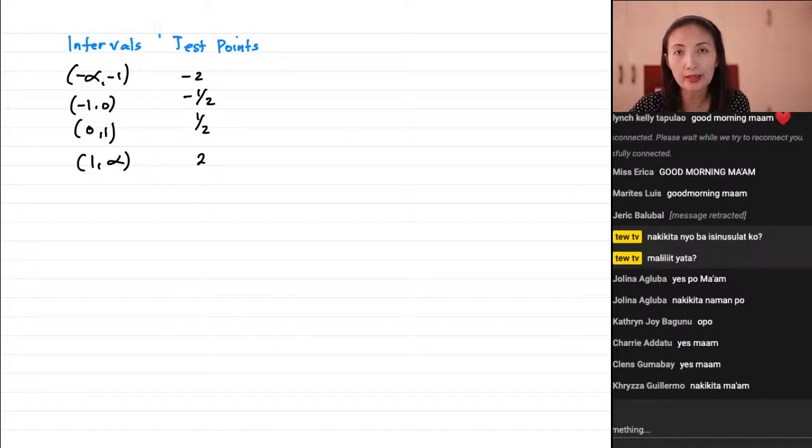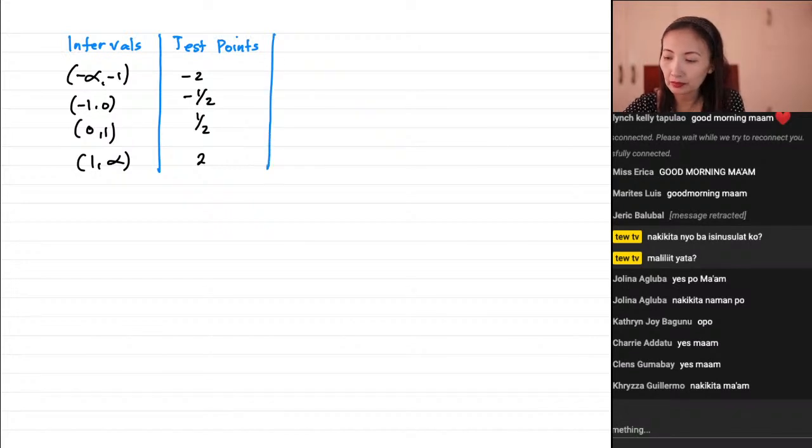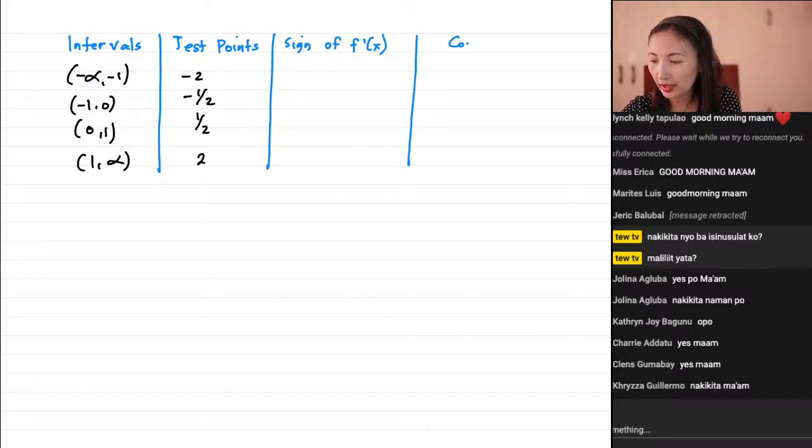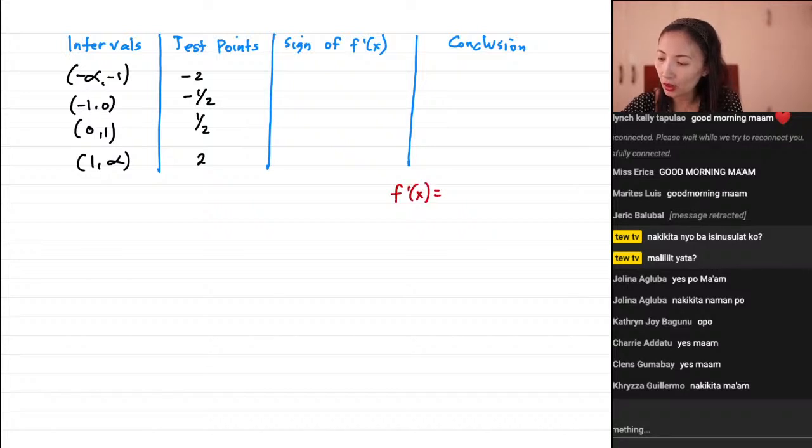What should we do next? For step number 5, we will now determine the sign of f prime of x. And then after that, we will make our conclusion whether it's increasing or decreasing. So, once again, our f prime of x from our previous step is equal to, can you remember, 2x all over 1 minus x squared.